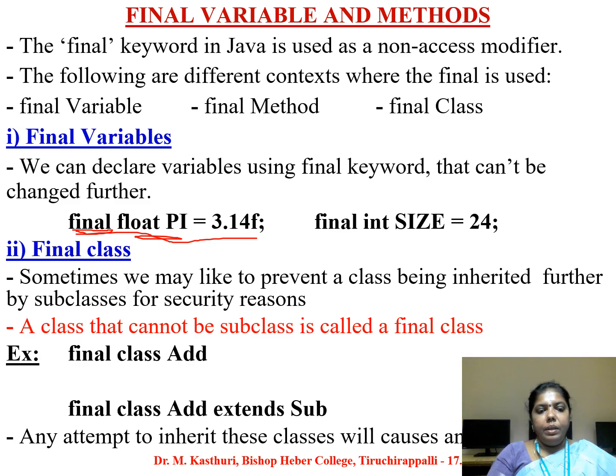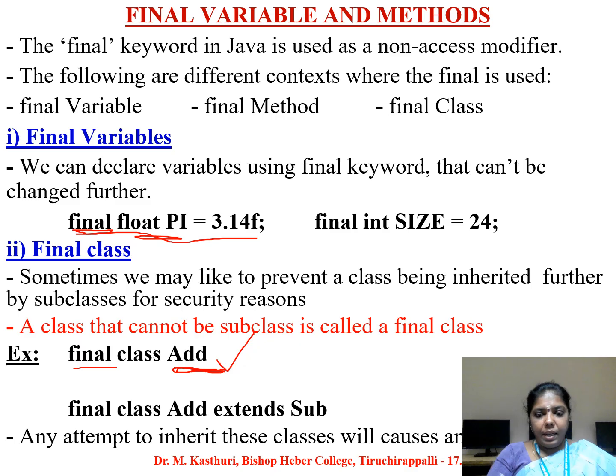Next one, how to create a final class. Suppose you want to create a class as a final class. At that time you create a class. Here add is the class name. If you want to convert this add class into a final class, you need to specify the final keyword before the class name. Now this class is converted into a final class. If it is a final class, you cannot inherit this class any further.